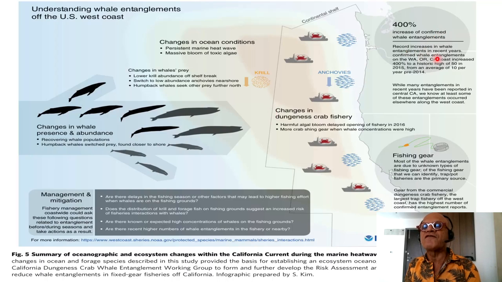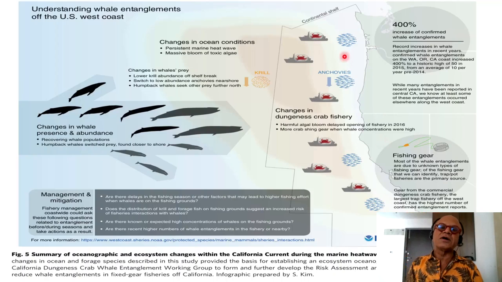400% increase of confirmed whale entanglements. Fishing gear are shown here. So is there a relation? So you have crabs and anchovies and changes in Dungeness crab fisheries. Harmful algal blooms delayed the opening of the fishery in 2016 following the strong El Nino. More crab gear when whale concentrations were high.